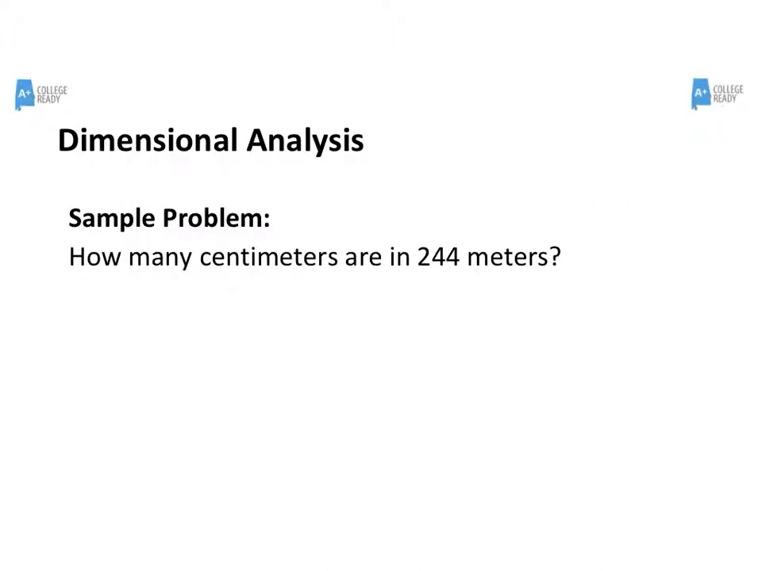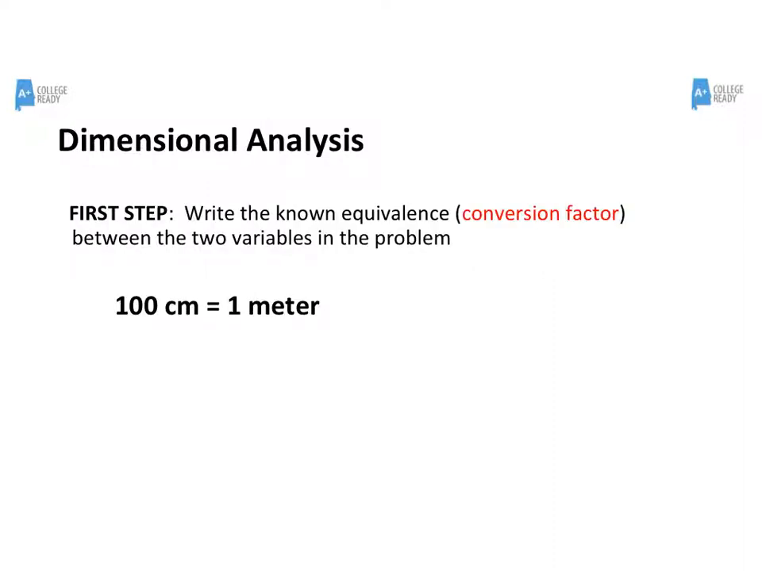So here's a sample problem. How many centimeters are in 244 meters? Step 1, you want to write the known equivalence, the conversion factor, between the two variables in the problem. So we wanted to know the relationship between meters and centimeters. Well, because centi means 100 and centimeters are smaller than meters, there are 100 centimeters in 1 meter.